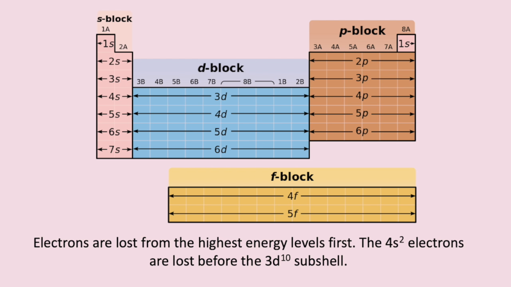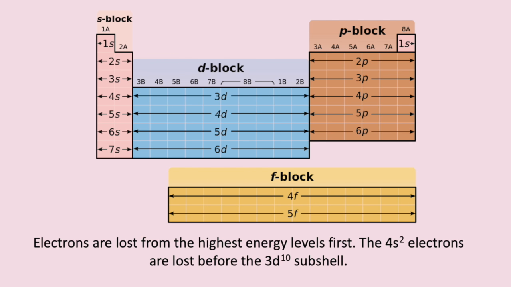The periodic table is divided to show elements in each block. On the furthest left-hand side, we have the S block elements, in the middle, D block elements, and the right has the P block elements. The bottom contains the F block elements. This refers to the subshell in which the highest energy electron is in.